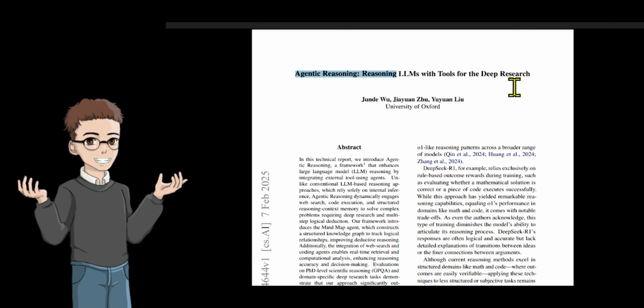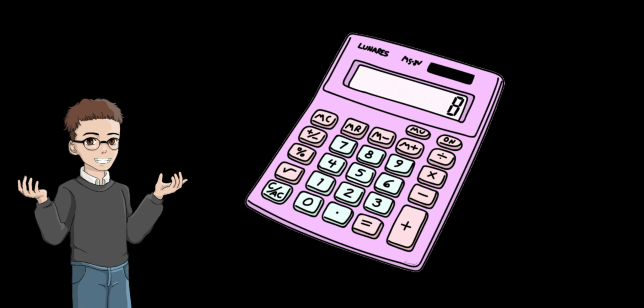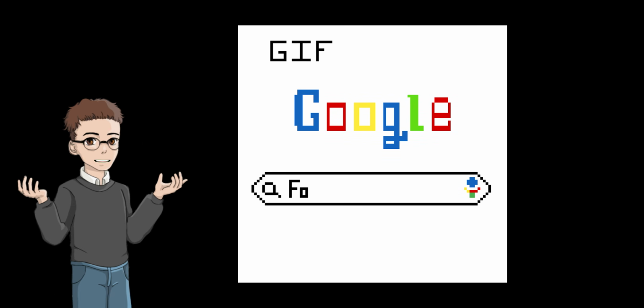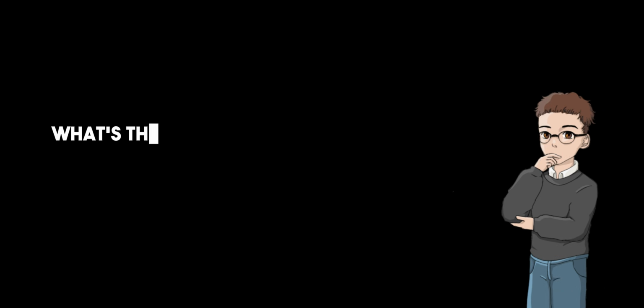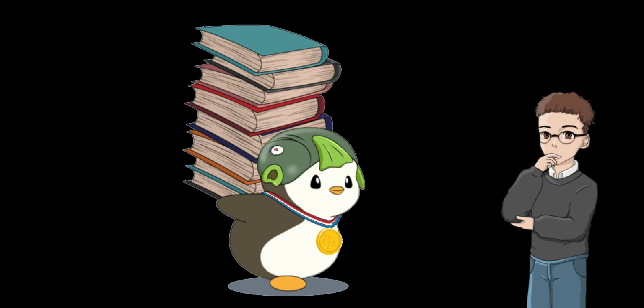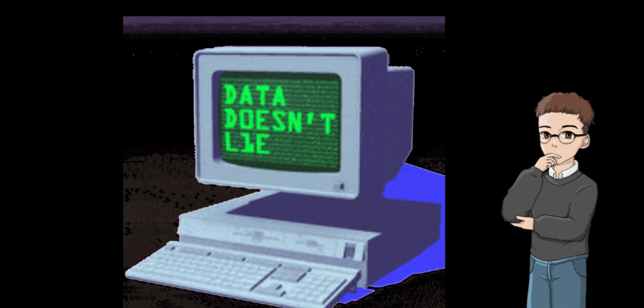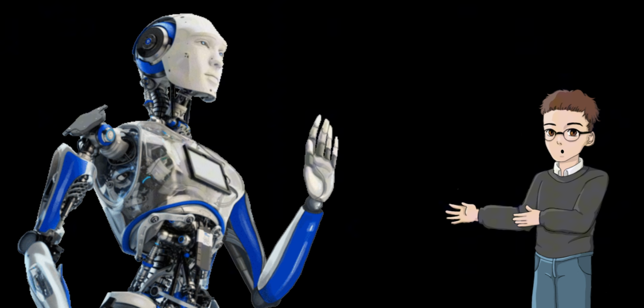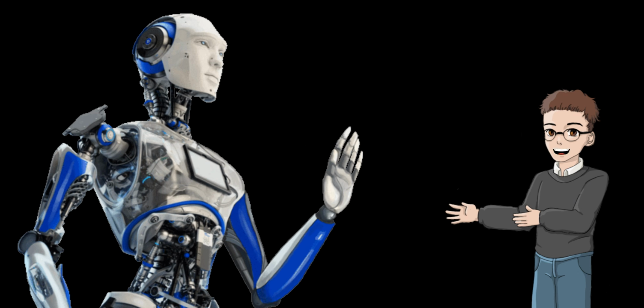Agentic reasoning is like giving AI models the ability to use extra tools, just like how we use a calculator for complex math, a dictionary for word meanings, or a search engine to find answers online. Imagine asking an AI, "What's the population of Japan right now?" Instead of relying only on what it learned in the past, it can check the latest data and give you an accurate answer. This makes AI much smarter and more useful because it doesn't just guess, it finds the best answers by using the right tools, just like we do in real life.